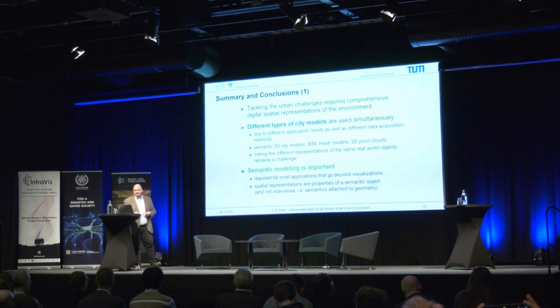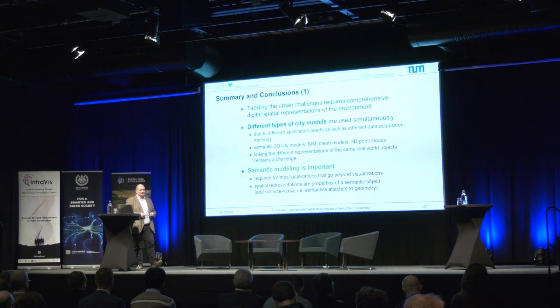But there are different types of city models, and we will never be able in the end to have the one model that basically rules them all. That will never happen. So we will always live with the different representations. Still, however, linking these different representations of the same real-world object is still a challenge. If you, for example, have a BIM model and maybe a point cloud and you just want to know whether they are really the same, whether they are representing the same real-world object, it's very, very difficult to automatically assess that. So we are doing some research on it, but it's still an open problem.